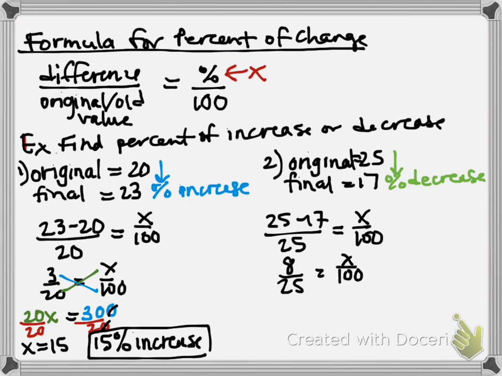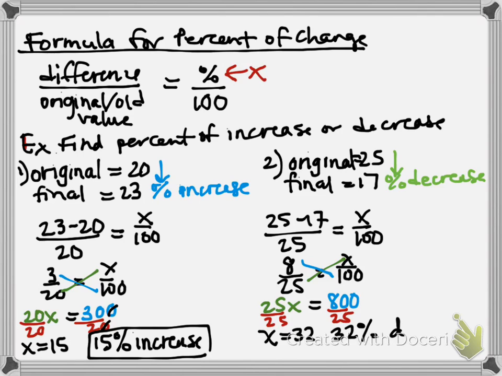So I do my cross products, and I get 25x equals 8 times 100, which is 800. Then I divide both sides by 25. And since 25 goes into, let's see, 100 4 times, and I've got 800, that would give me 32. So I get x equals 32. But how I write my answer is a 32% decrease.